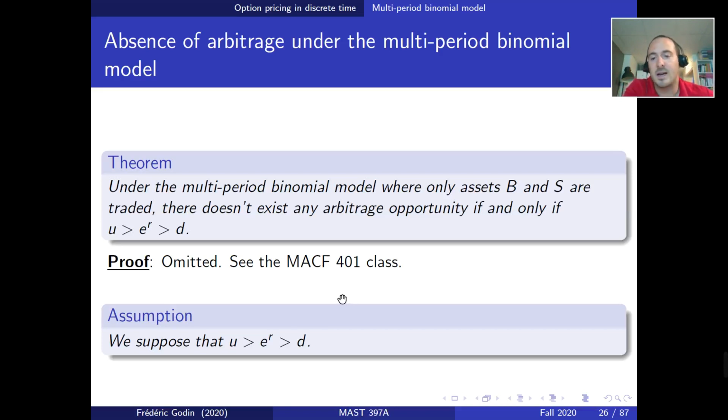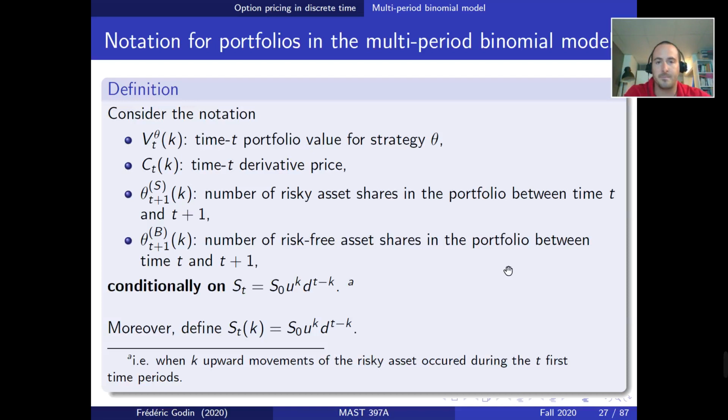In future slides, we're going to assume that u is greater than exponential of r, which is greater than d, because this entails that there are no arbitrage opportunities in the market, which contains only the two assets B and S. Okay, so now we're going to introduce a bit of notation which will be required subsequently for the examples we're going to go through.